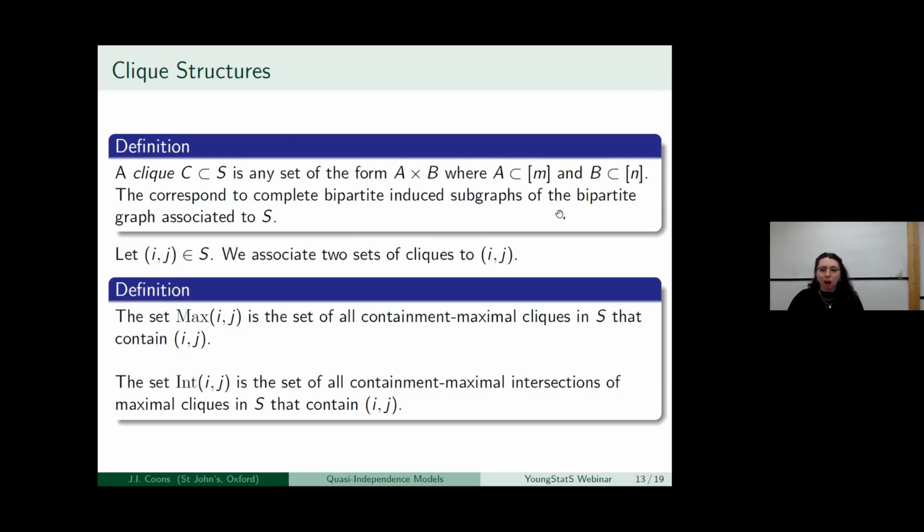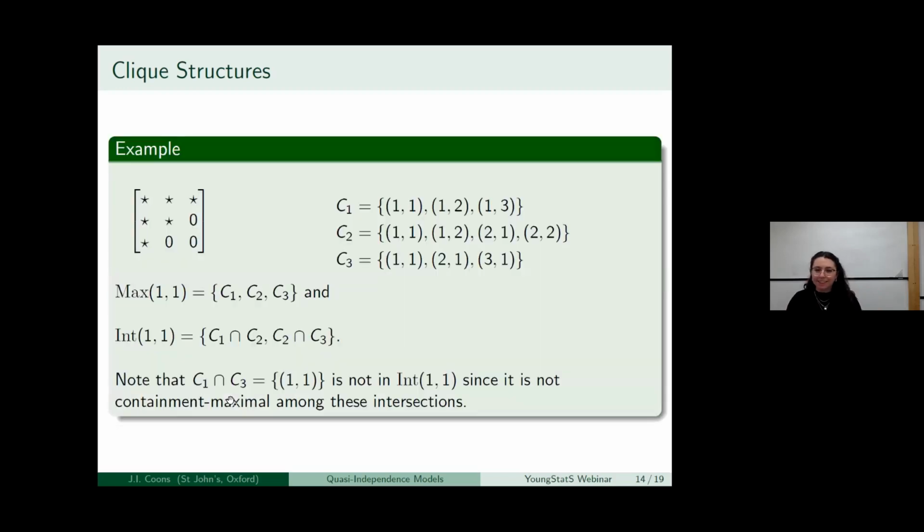And then to each ij in my set S, I can associate two sets of cliques. So first of all, max of ij is going to be the set of all containment maximal cliques in S that contain ij. So that's not so bad. The next one is a bit complicated. So I'll let int of ij be the set of all containment maximal intersections of maximal cliques that contain ij. And we will do an example of this.